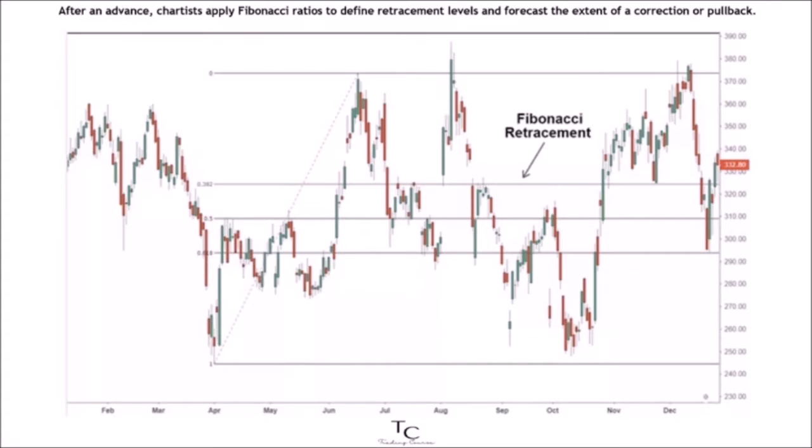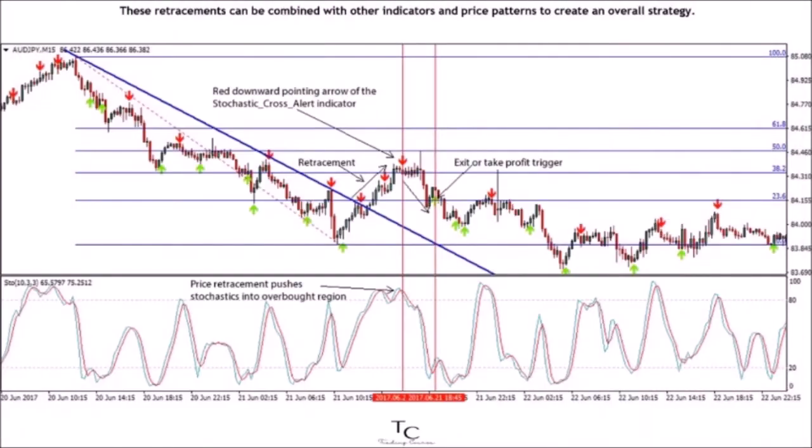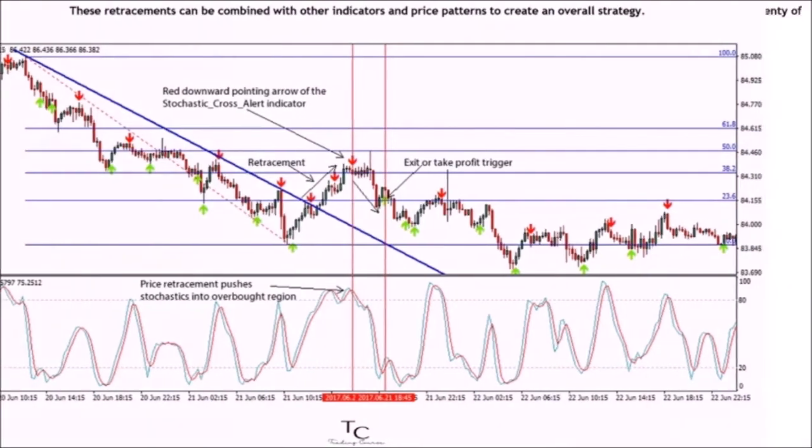After an advance, chartists apply Fibonacci ratios to define retracement levels and forecast the extent of a correction or pullback. Fibonacci retracements can also be applied after a decline to forecast the length of a counter-trend bounce. These retracements can be combined with other indicators and price patterns to create an overall strategy.